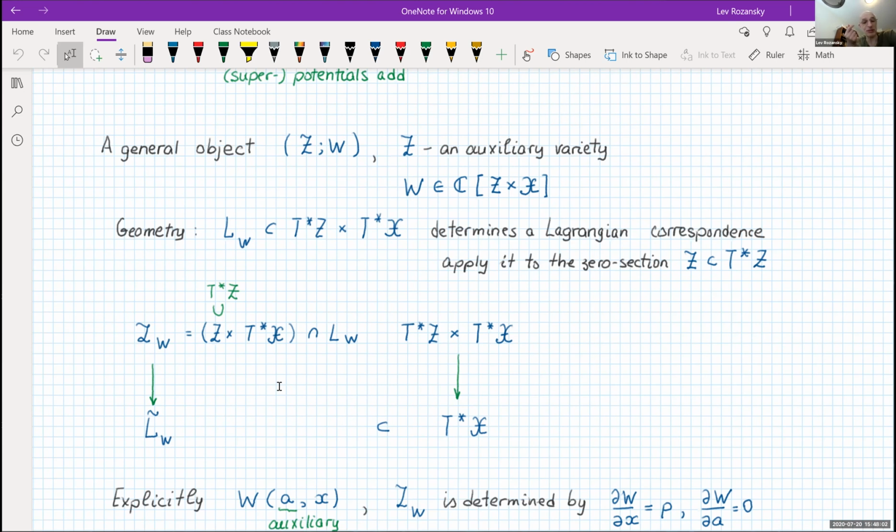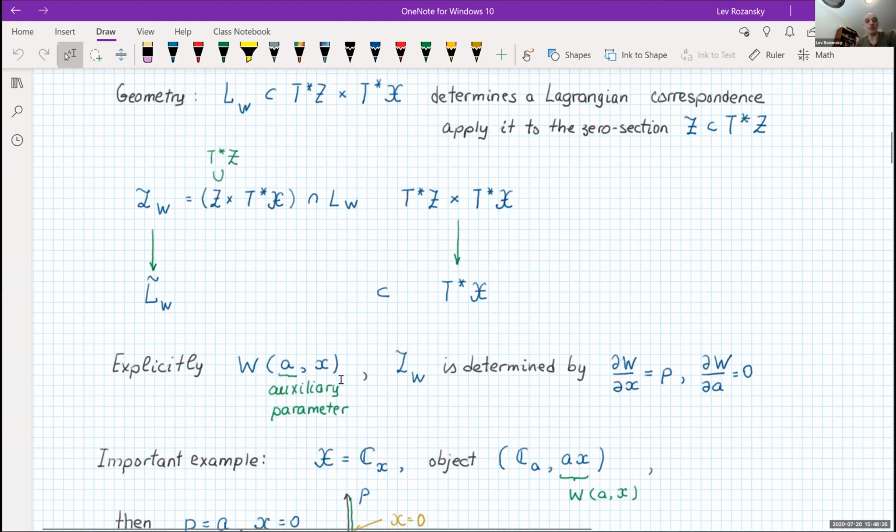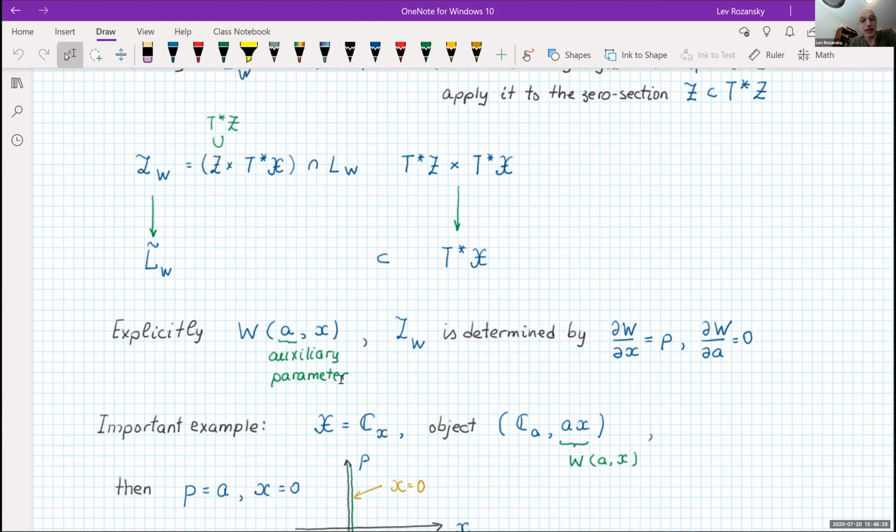inside the product of cotangent bundles, and you intersect it with this Lagrangian W. So in the product of cotangent bundles, you have two conditions: that you have zero momenta corresponding to Z, and you sit on your Lagrangian submanifold determined by W. And then you project it onto T star of X. In a pedestrian description, if your W depends on x, one variable, and one auxiliary parameter a, then this fibration LW is described by two equations. The conjugate momentum is the partial derivative of W, and the partial derivative with respect to a must be 0.